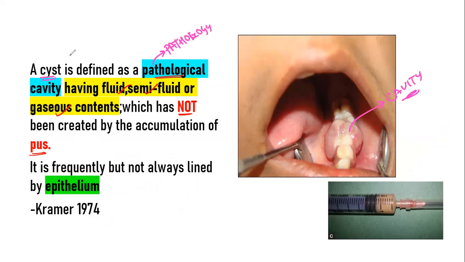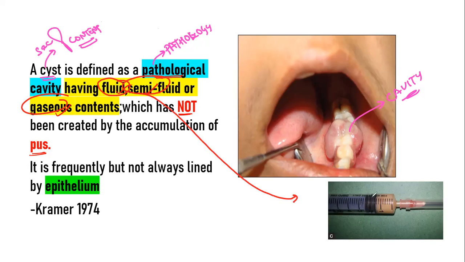A cyst also means a sac, right? A sac like a balloon. So definitely this should have some content, right? So the content can either be fluid, semi-fluid or gaseous. So you see in this image on the right, you have a content which is semi-fluid. It is thick, white, creamy cheese, right?